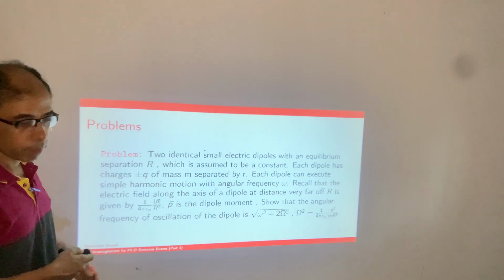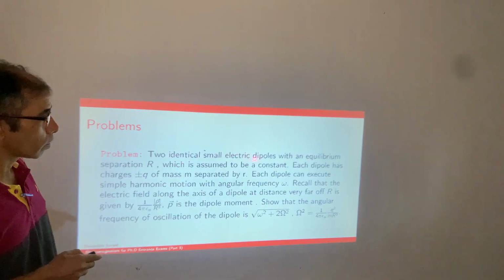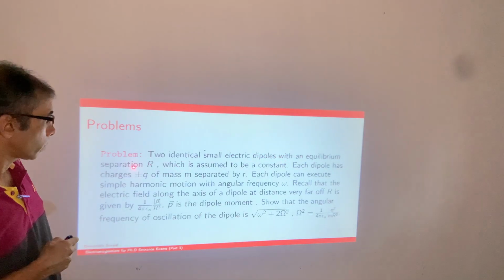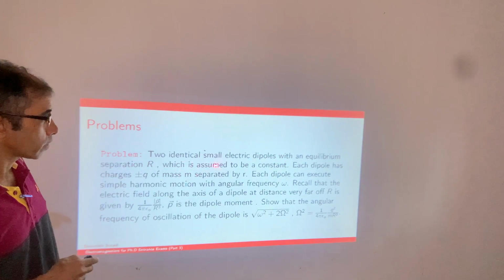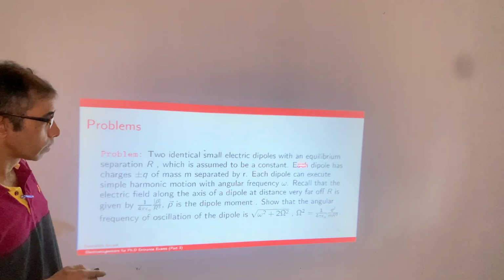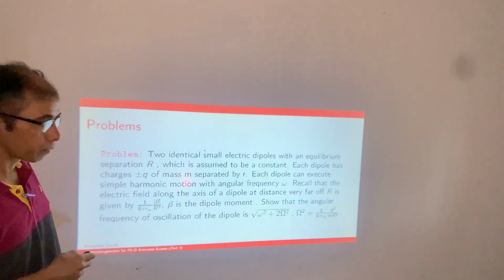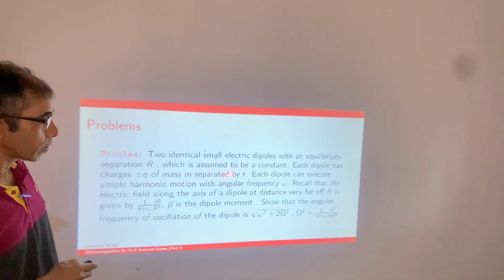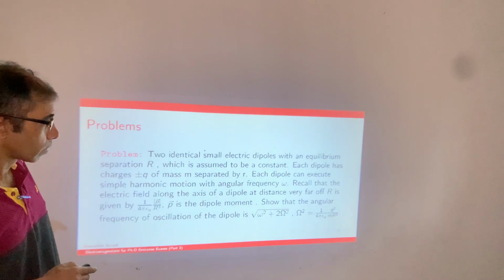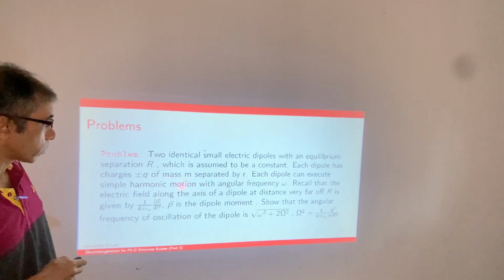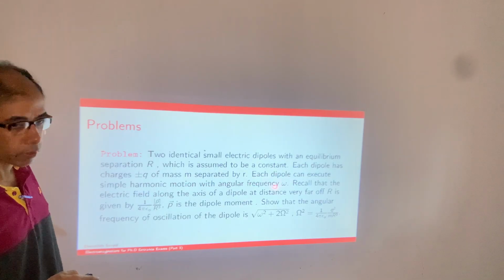Do the next problem. Consider two small electric dipoles with an equilibrium separation R, which is assumed to be a constant. Each dipole has charges plus and minus q of mass m, separated by R. Each dipole can execute simple harmonic motion with angular frequency omega.